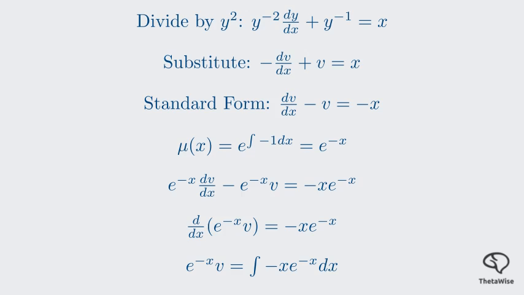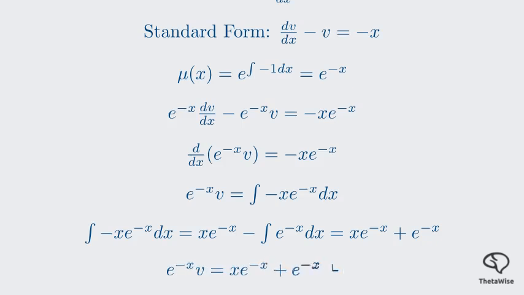We can solve the integral on the right using integration by parts. Let u equal negative x and dv equal e to the negative x dx. Then du is negative dx and v is negative e to the negative x. The integral becomes x times e to the negative x minus the integral of e to the negative x dx, which is x times e to the negative x plus e to the negative x.